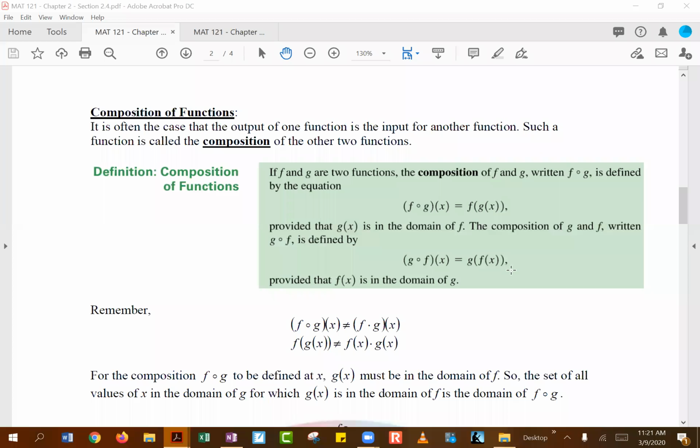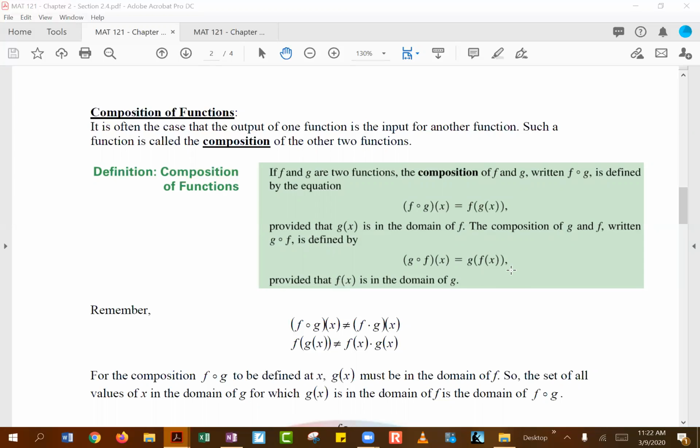All right, so we talked about operations of functions last time. We're getting into composition of functions. When we're talking about composition of functions, we're basically saying you're going to get the result from the inside function, which we then use to calculate the outside function. The output of one function becomes the input for another function. So you actually do this calculation in two parts.